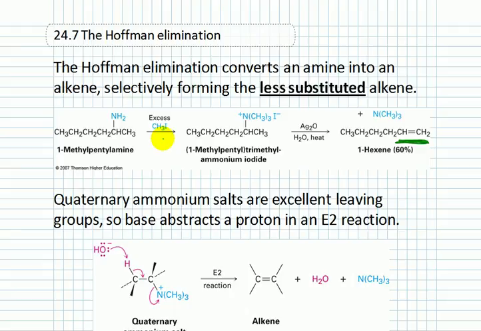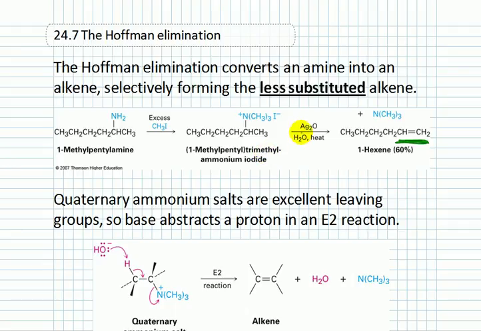We react it with excess methyl iodide. And remember how we said that alkylation of amines works? We'll add one methyl group, but that's even more reactive. So we'll add another and we'll add another until that nitrogen is full and it's an ammonium. It's an ammonium salt. We got 1-methylpentyl trimethyl ammonium iodide.